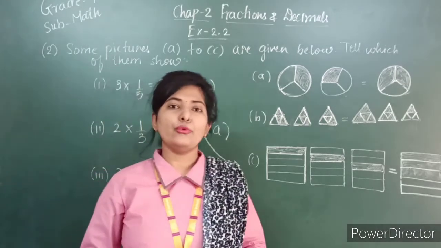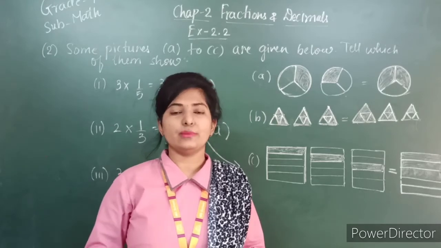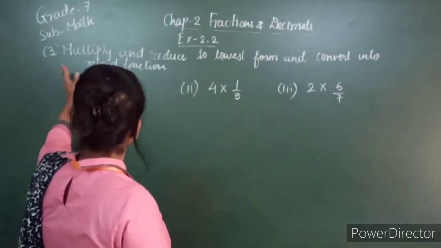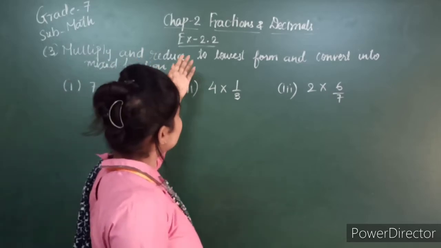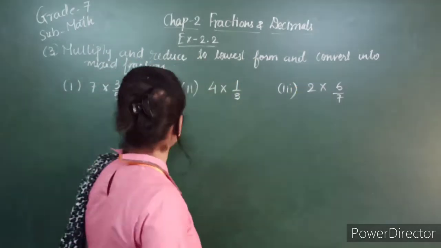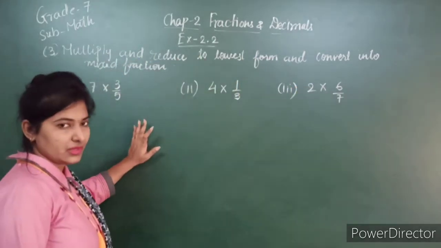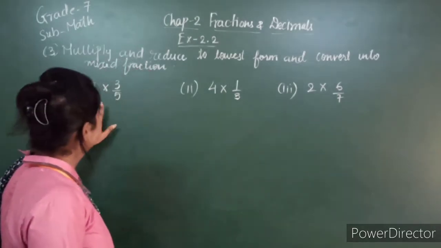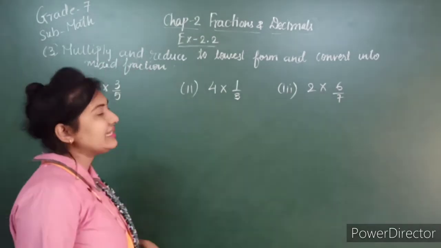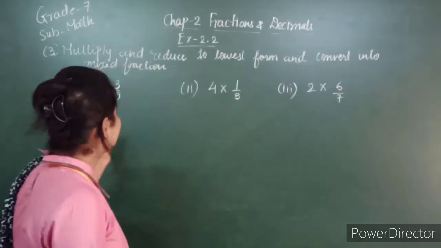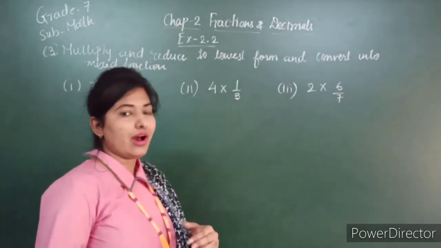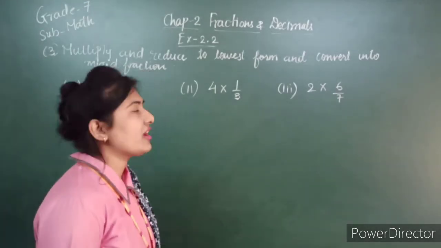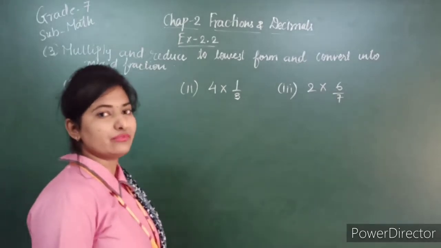So dear students, I hope you understand question number 1 and question number 2 very well. Now question number 3, multiply and reduce to lowest form and convert into mixed fraction. So here we have to multiply these two numbers and reduce it to the lowest form, and then if the answer comes in improper fraction, then we have to convert it into mixed fraction.